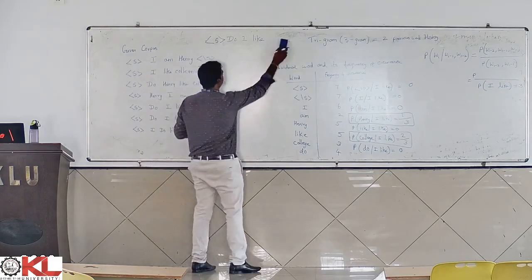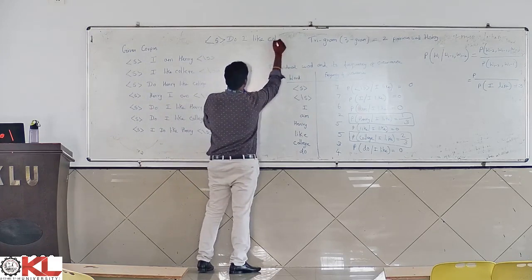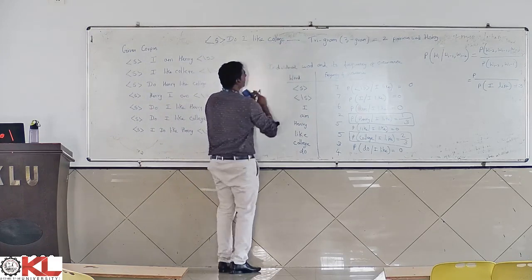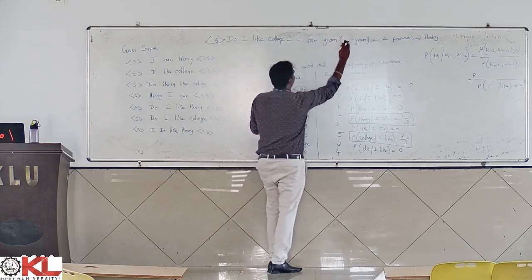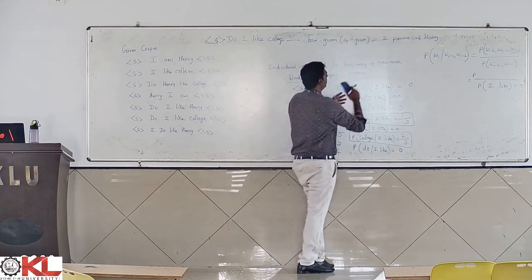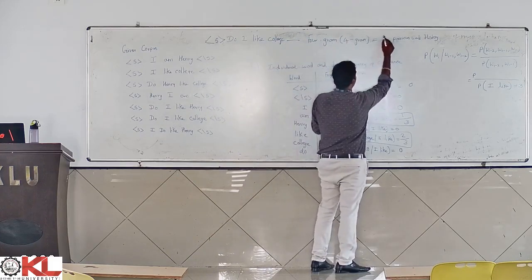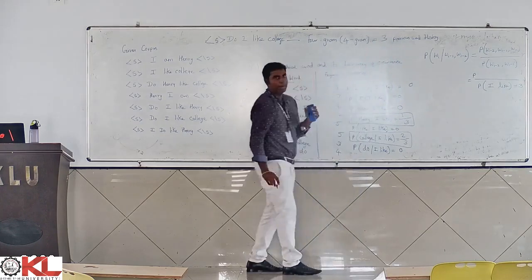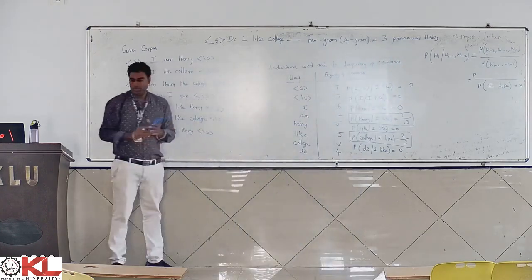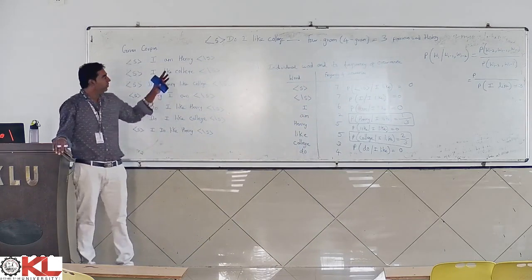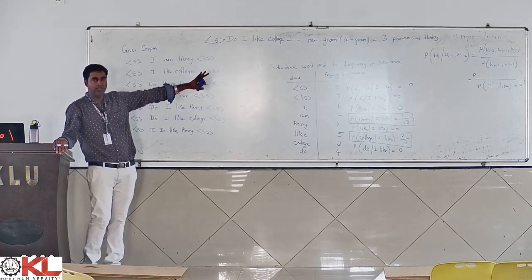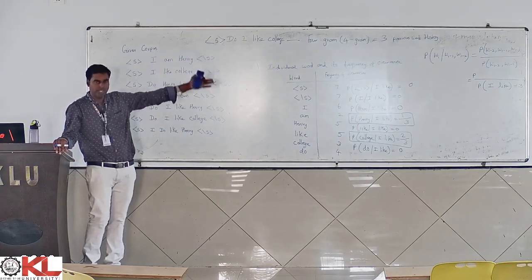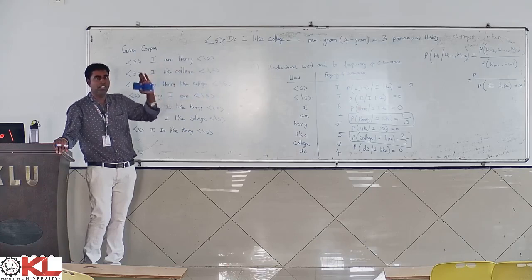So the sentence is, do I like college? After that, what is the expected word? We are going to predict it using the four-gram model. How many previous words are used? Three previous words. Once again, I repeat: in the four-gram model, we use three previous words to predict the next word.